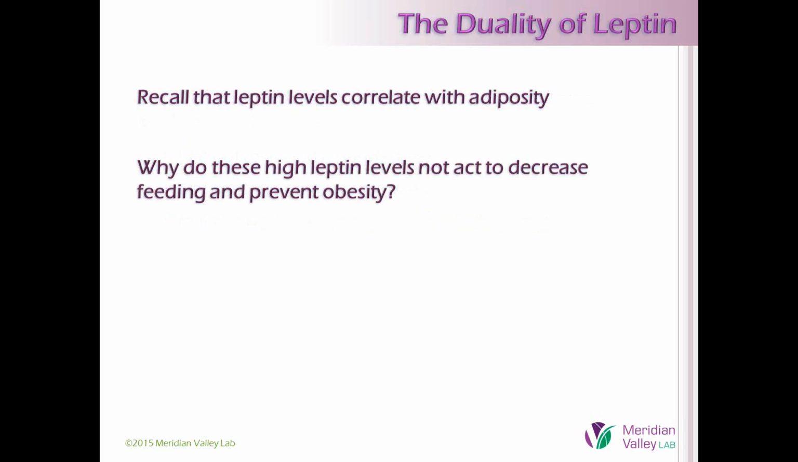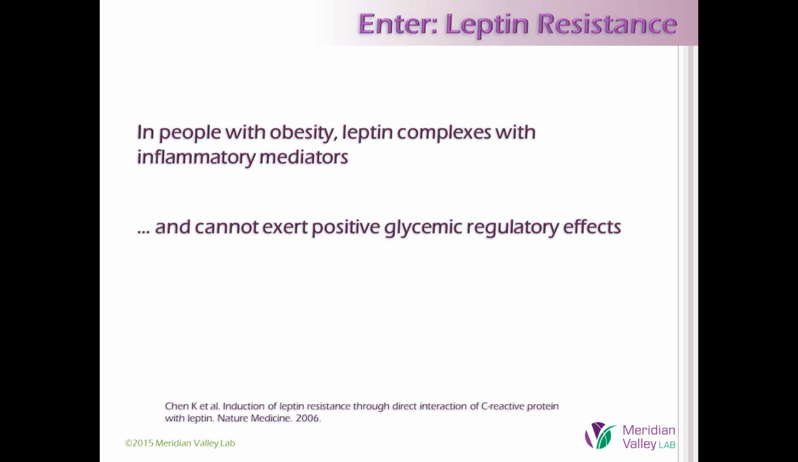To answer that question, recall that leptin levels correlate with body fat mass. So here's the answer. In people with obesity, leptin complexes with inflammatory mediators. Here's another one of the ongoing inflammatory threads that is going to run throughout my presentation today. So that leptin-inflammatory mediator complex is going to, in a sense, block the net positive glycemic regulatory effects. So let's take a look at how this works now.